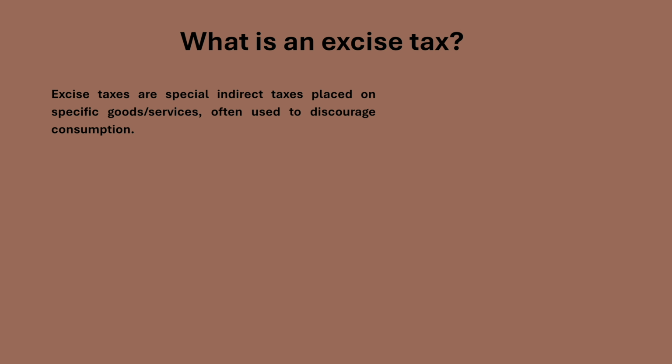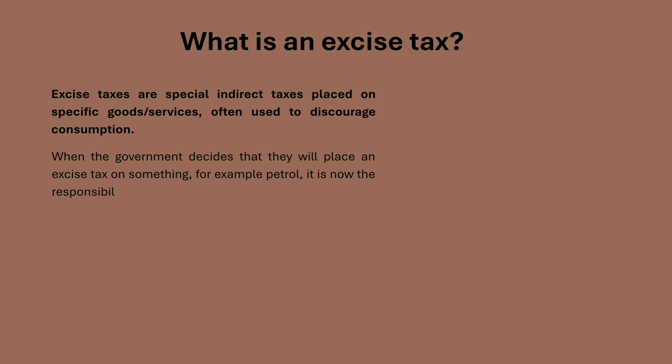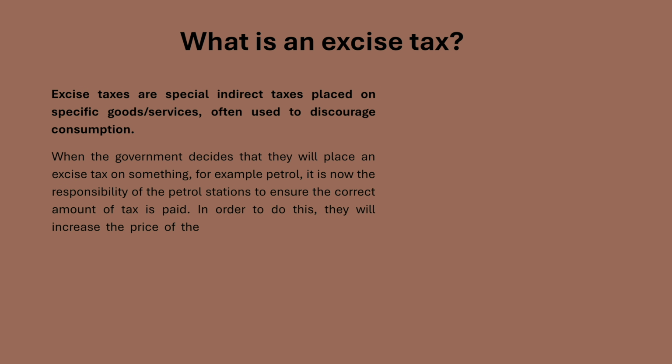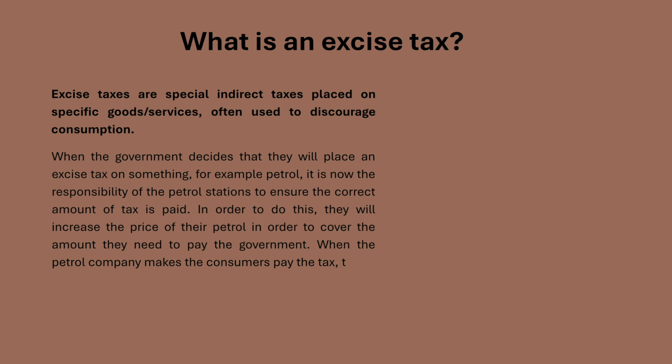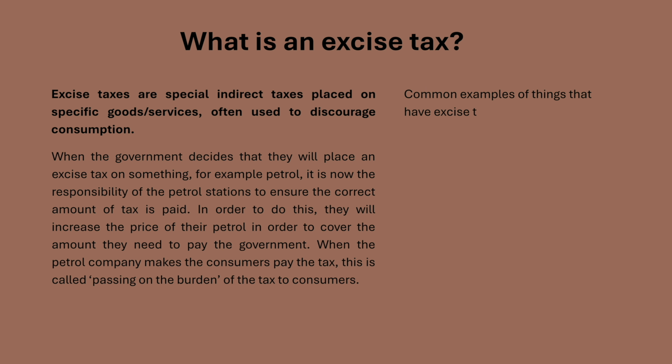How this actually works is that when the government decides that they will place an excise tax on something, for example, maybe on petrol, it is now the responsibility of the petrol station to ensure that the correct amount of tax is paid. In order to do this, they will probably increase the price of petrol to cover the amount that they need to pay. When the petrol company makes the consumers pay tax, this is called passing on the burden of the tax to the consumers. Basically, the government tells the petrol company, you need to make sure that this tax is paid for every litre of petrol that you sell. And then it's up to the petrol company to decide how they want to cover the money for that. Some common examples of things that have excise tax are cigarettes, alcohol, petrol, gambling, and even heavy vehicles.